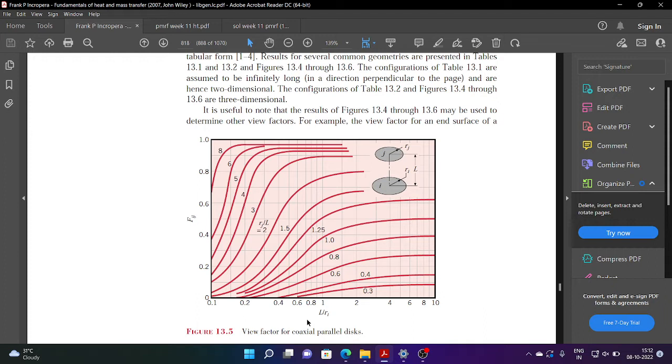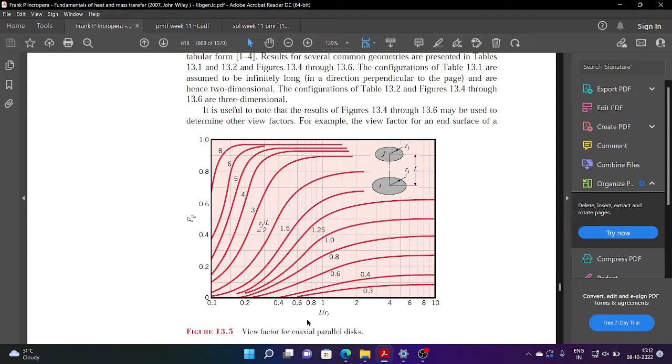In the y-axis there is the view factor value, and on the x-axis there is the L by R value, and there are various curves here. All these curves have different R by L values. So first we need to decide our geometric parameter, which is R by L. Then we can fix our x-axis and the particular curve. Let's say this is my curve for my obtained R by L value.